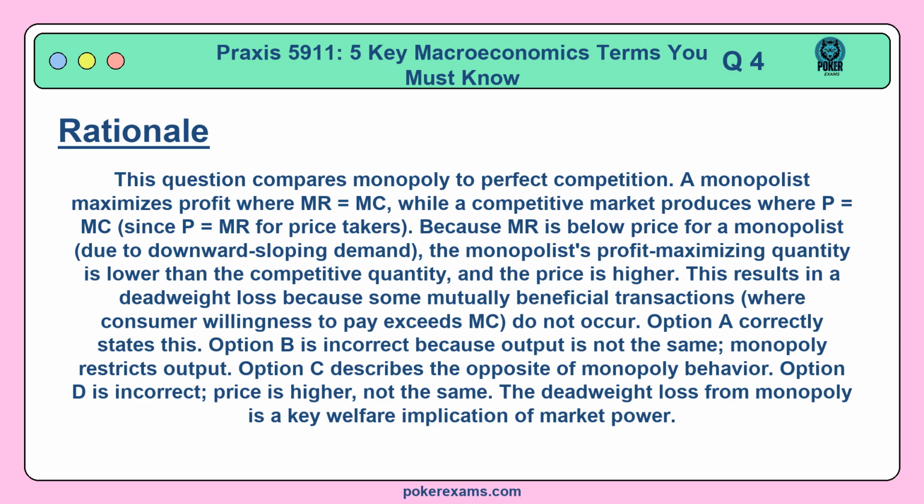Option B is incorrect because output is not the same. Monopoly restricts output. Option C describes the opposite of monopoly behavior. Option D is incorrect. Price is higher, not the same. The deadweight loss from monopoly is a key welfare implication of market power.